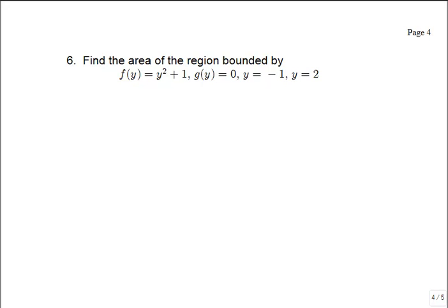So this time our dependent variable is that y, and we're going to think of this in a different notation. Instead of replacing f of x with a y, we're going to replace f of y with an x. So this is really the same as saying x equals y squared plus 1. And instead of saying g of y, we can call that an x and think of this as x equals 0. And then we have these other two horizontal lines at y equals -1 and y equals 2. So it's slightly different notation.